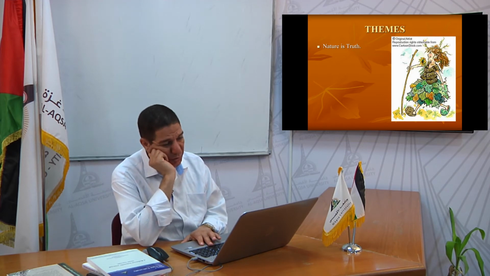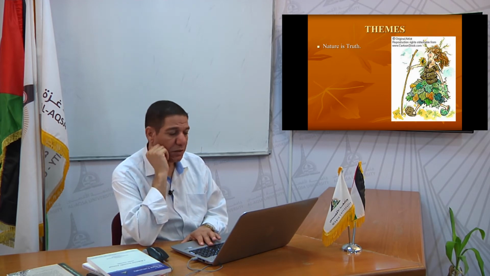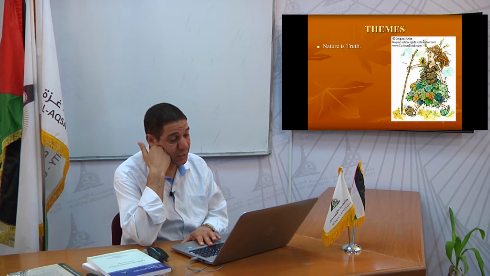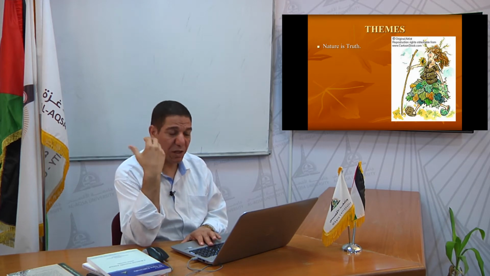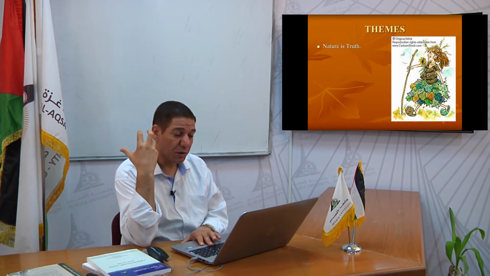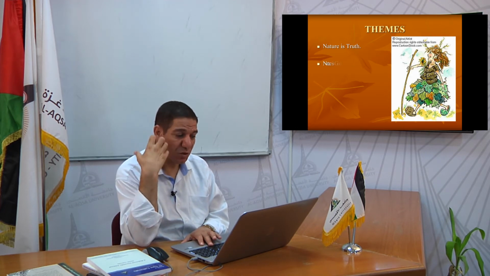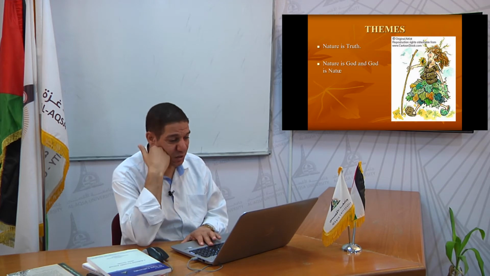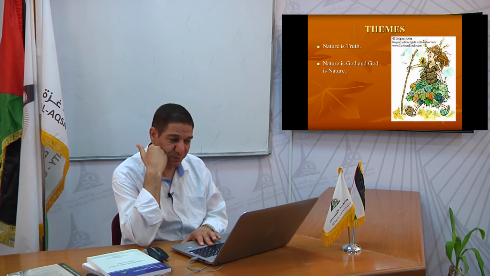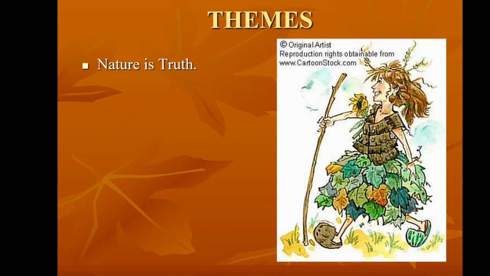Themes in the transcendentalist school of literature. Truth, nature is truth. These people, like Henry David Thoreau, dedicated their life to understanding nature, okay? To contemplate, to reflect. Nature is God, and God is nature. Be self-reliant and stand up for what you believe.